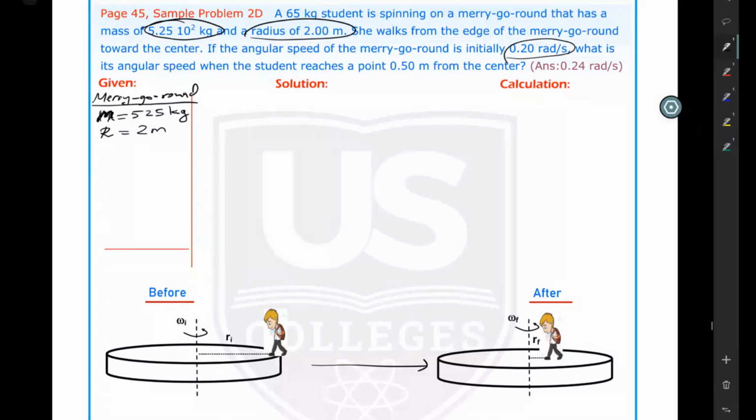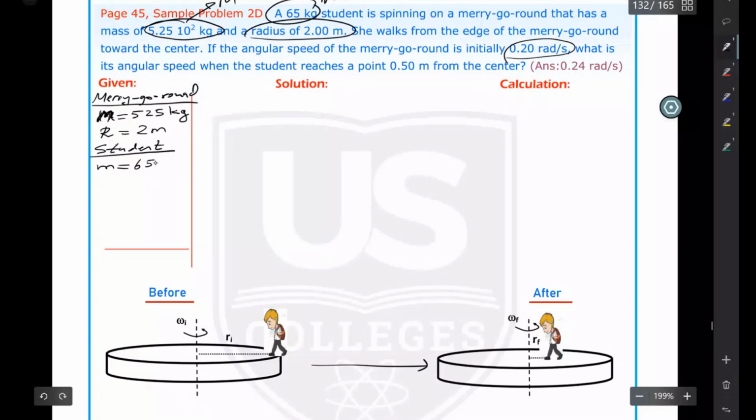But also there is a second component in this problem, which is the student. The student has a smaller mass, so I am going to write the given for the student with small m, 65 kilograms. This is small m, this is capital M. So small m is 65 kilograms. But the student moves in a circular path on this merry-go-round as it spins. So the initial radius of the circle is r initial. Then he walks towards the axis of rotation. That's why the circle decreases. I mean, his body follows, so the radius of the circle also decreases.